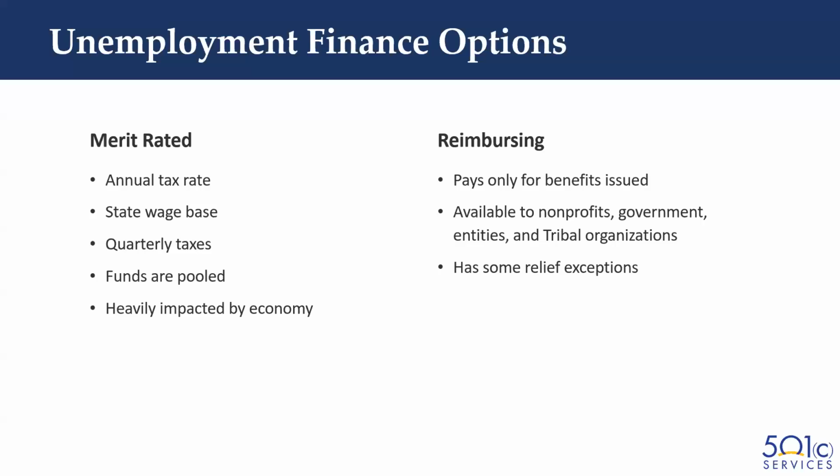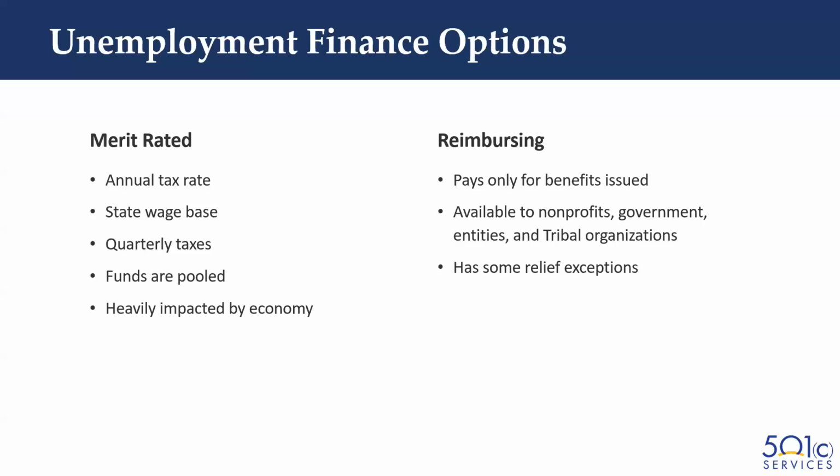Now, the other type of employer is a reimbursing or self-insured employer. To be eligible to do this, you must be either a 501c3 nonprofit organization, a government agency, or a tribal organization. Being a reimburser can be particularly advantageous for several reasons. You will pay only for actual benefit payments issued. You will avoid increased tax liability due to an unfavorable economy, and you will avoid the tax assessments and socialized costs that go into those rates.